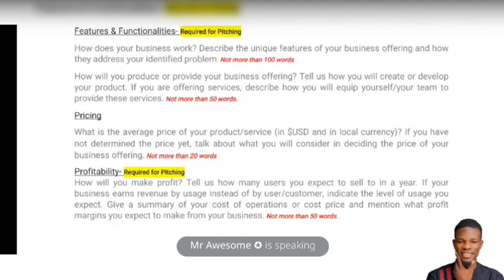Now let's go down to pricing. What is the average price of your product or service? That's in US dollars and in your local currency. If you have not determined the price yet, talk about what you will consider in deciding the price of your business offering. Okay, now let me explain this.